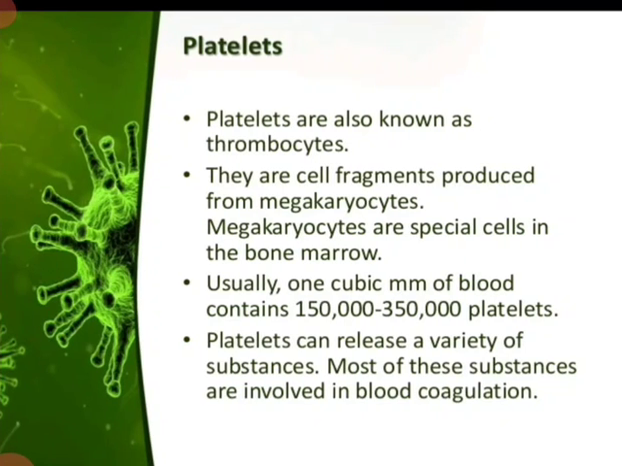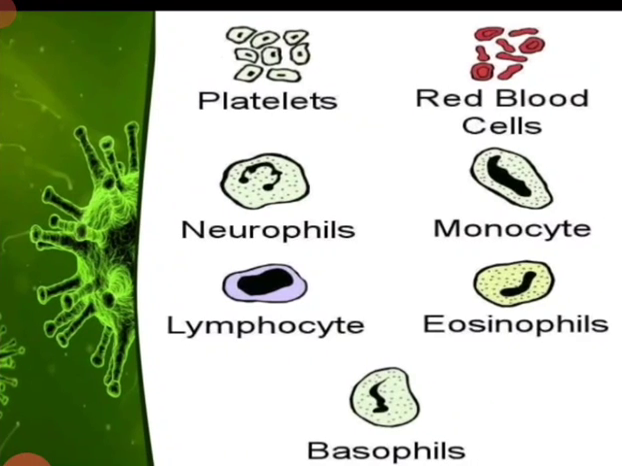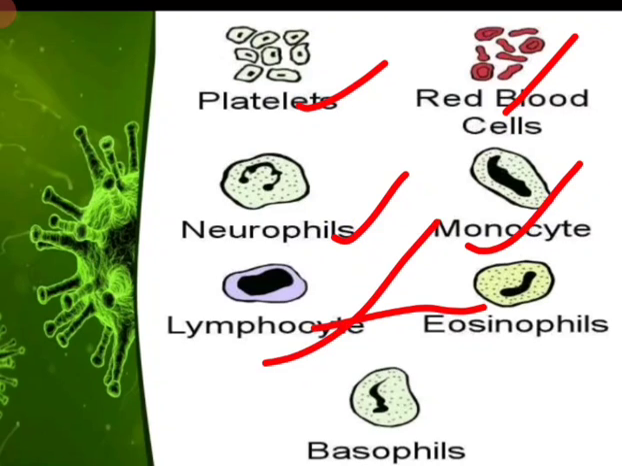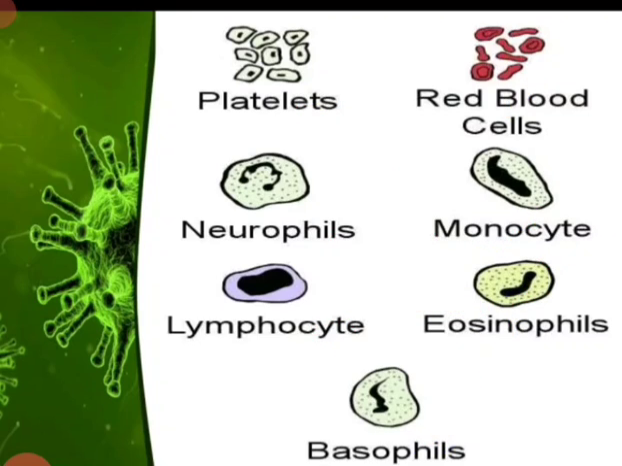And platelets also, their amount is coming here: 1,50,000 to 3,50,000 per cubic millimeter of blood. And they are actually cell fragments carried from megakaryocytes. So these are coming here about the platelets. Next we are coming, these are the different formed elements. Here it is coming platelets, red blood cells, neutrophils. It is neutrophils actually. This is then monocyte, lymphocyte, eosinophil, basophil. All these things we have already discussed.